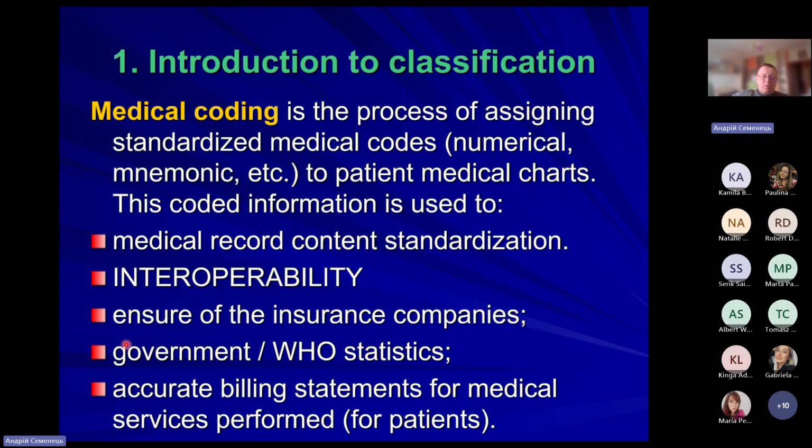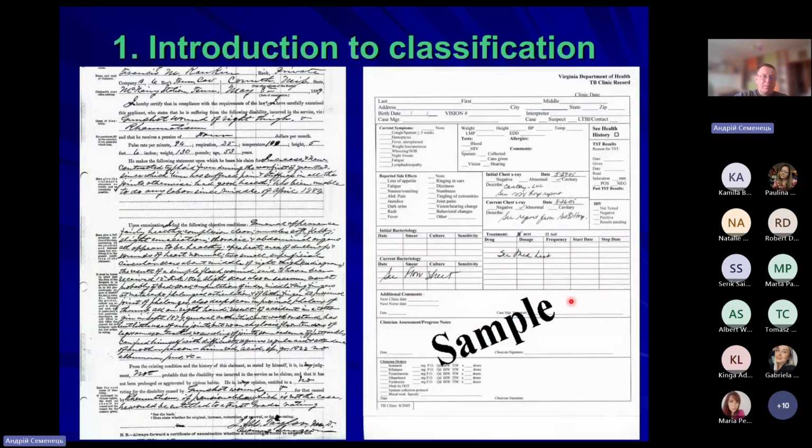We get a chance to establish interoperability between different information systems and exchange data between such systems. And after that, we have extra benefits like sharing data between different insurance companies, government, World Health Organization, accurate billing, lists of services, and so on. But here we have two primary benefits: standardization of content and establishing interoperability.